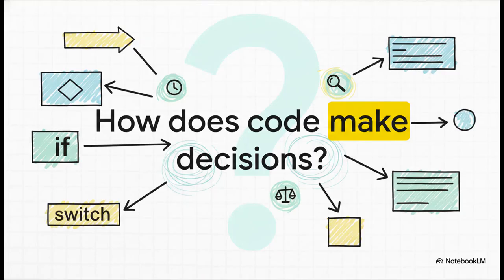So how does code even make a decision? At its very core, programming isn't just about following a list of instructions from top to bottom. That's boring. The real power comes from asking questions and then choosing different paths based on the answers you get. That's what makes software feel alive and interactive.